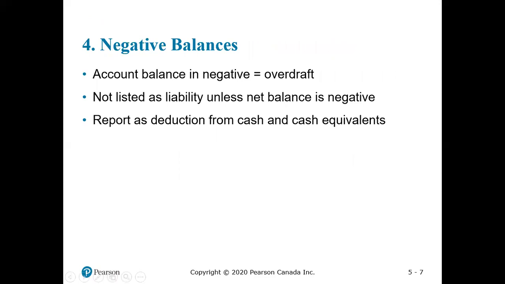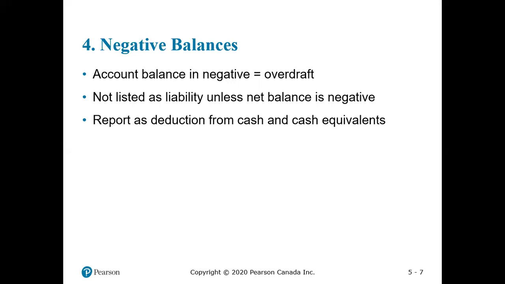Negative balances is an overdraft. That's when you've drawn more out of your bank account than actual cash was in there. It's not listed as a liability unless the net balance is negative. For example, if you have one bank account with a positive balance of $100,000 and you have another bank account that has an overdraft, a negative balance of $25,000, then on your balance sheet, you would show the net $75,000 positive balance as an asset, so as cash.